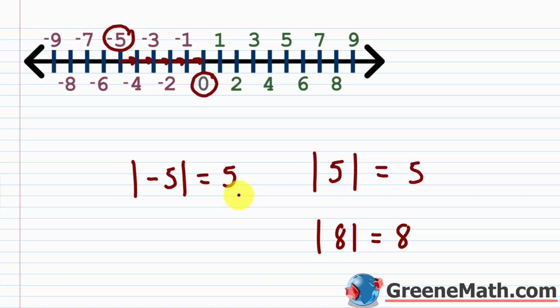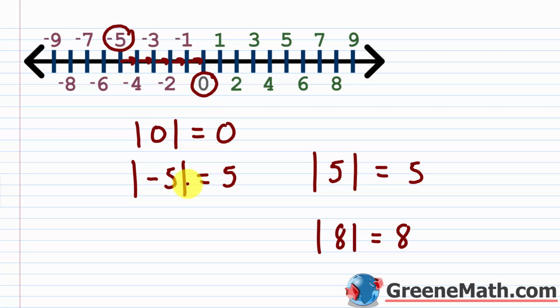If I took the absolute value of 0, I would get 0. And that's because 0 is 0 units away from itself on the number line. So the main thing to understand here is that the absolute value operation is always going to give you a result that is non-negative. So 0 or positive, okay? Very important you understand that because it will come up later on in the lesson.